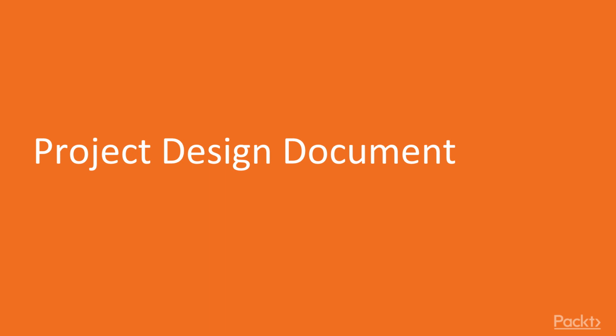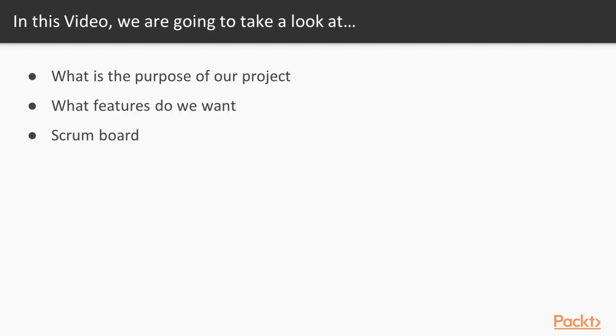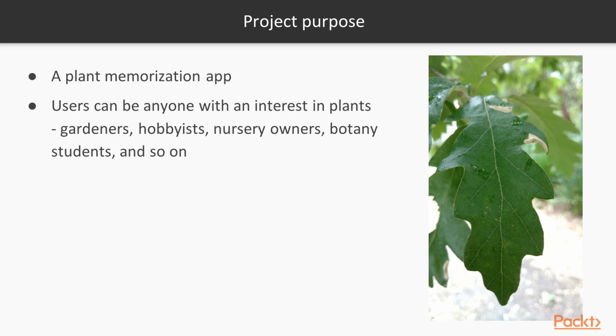So let's get started. In this video, we're going to take a look at our project design document. We're going to consider the purpose of our project, the features that we want, and also a Scrum board, which will help us manage our project throughout this video course. So first of all, what is the project purpose? It is a plant memorization application.